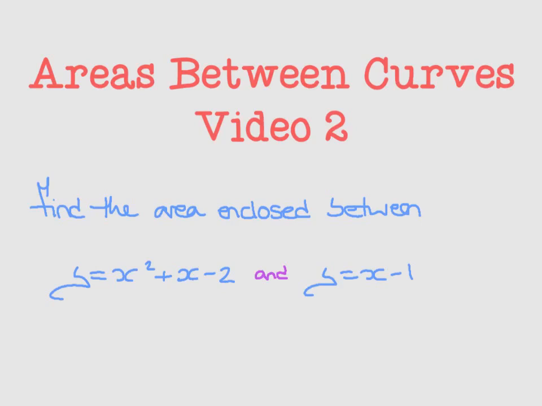In this video, we'll be seeing how to calculate the area enclosed between two curves. The first one being y is equal to x squared plus x minus 2, and the second one being y is equal to x minus 1.